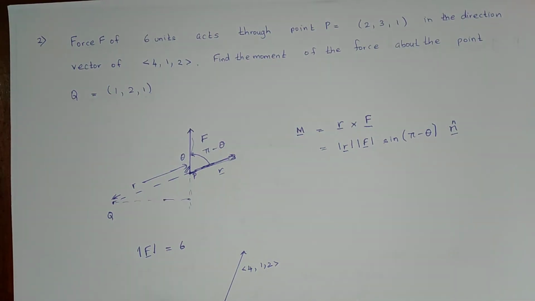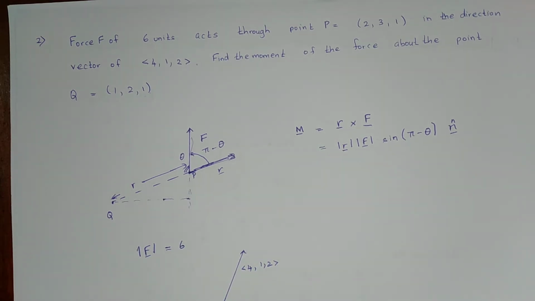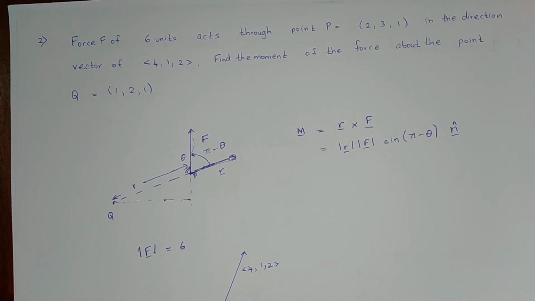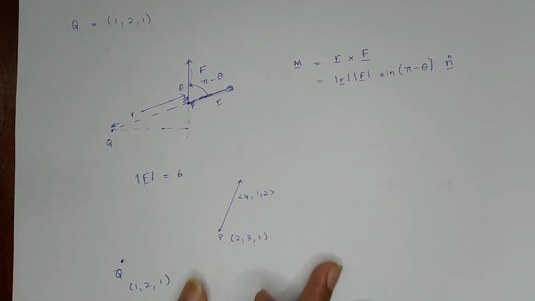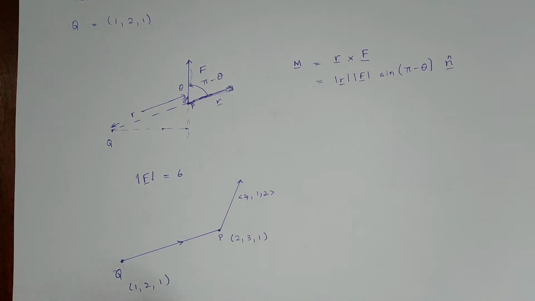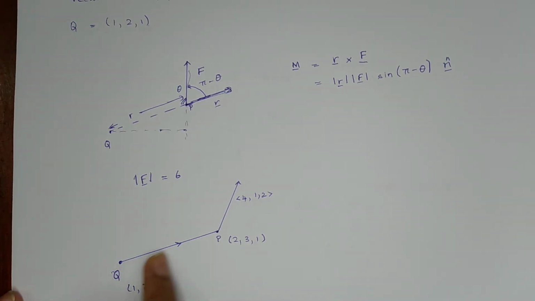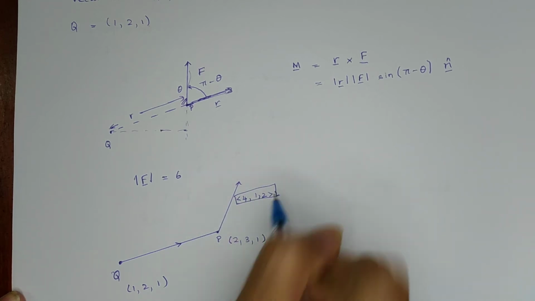Actually, we don't know the radial direction vector, the r vector, but they have given two points on the r line. Here they have given the point 1, 2, 1. So we can directly tell the r vector is going to be on this side. First of all, we need to find the value of this r. After that, we know the direction vector of this force is 4, 1, 2.